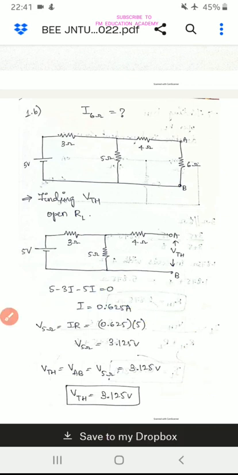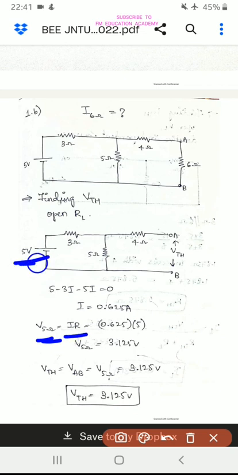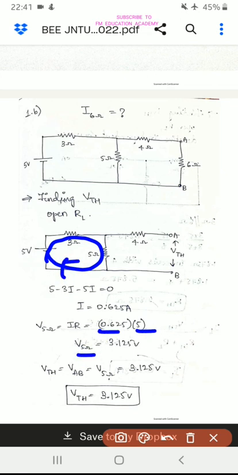Next, we have to find out the voltage across the 5 ohm resistor. What is the voltage across the 5 ohm resistor? It is nothing but I into R. What is the current which is flowing here? We got the current as 0.625 amperes, because we know that in series the current is the same. So 0.625 into 5, if you multiply this with the calculator, you will get the voltage across 5 ohms as 3.125 volts.